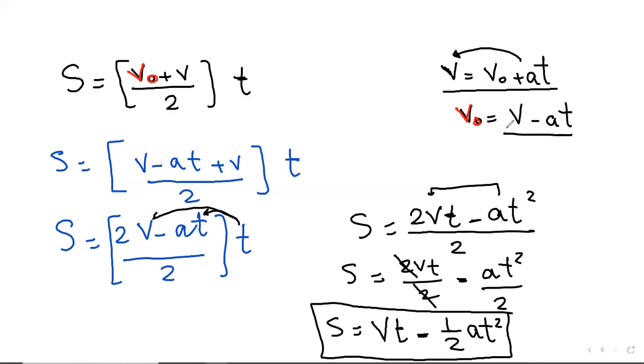So we have 4 rules that we use in finding any of the unknowns, like V final, V initial, acceleration, displacement, or the time taken.